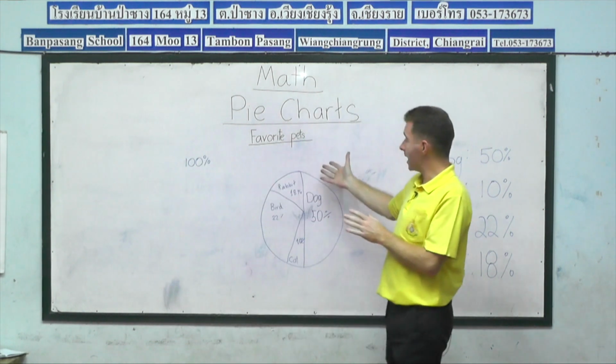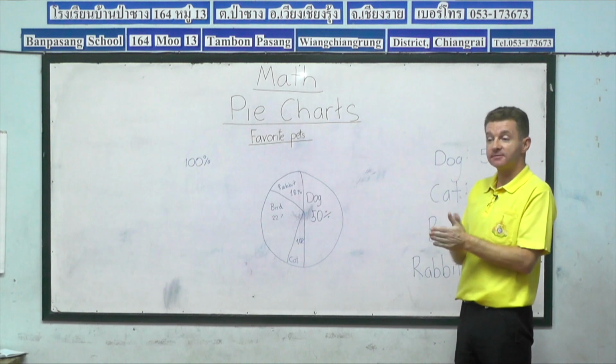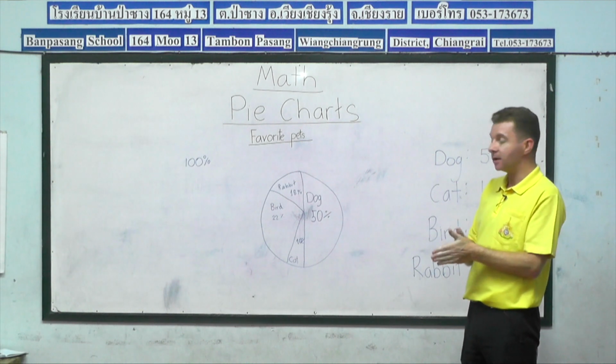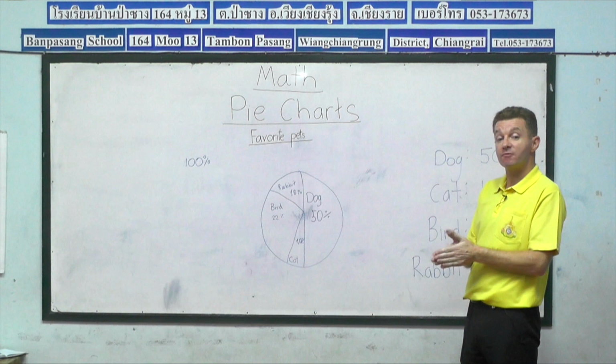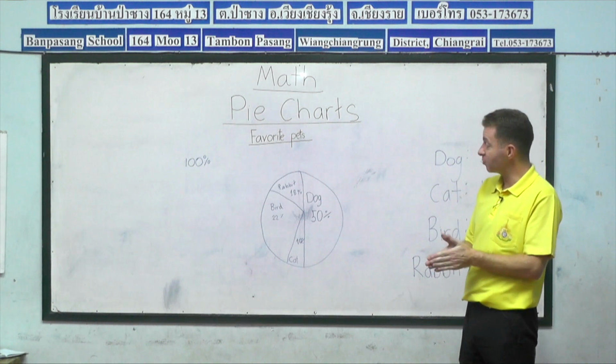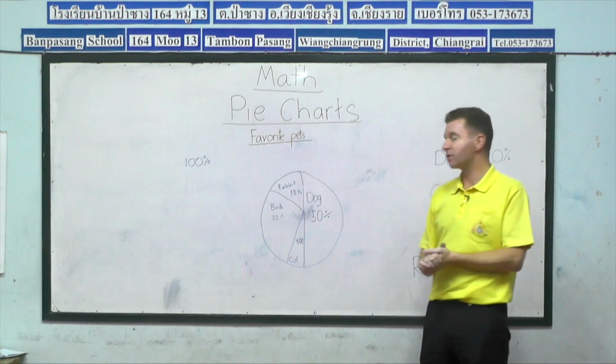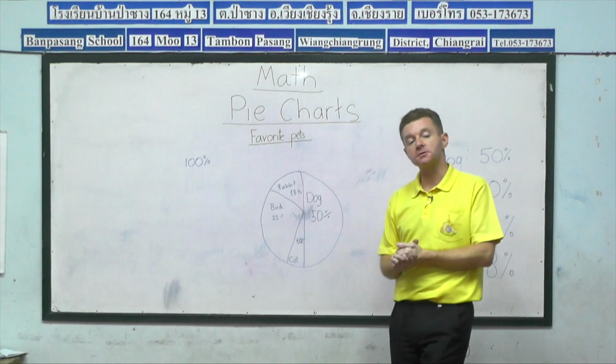So you can see how our students have created their own pie chart. That's brilliant, guys. What's the most popular animal? The most favourite pet? Dog, by far. Dog is more than twice as many as bird, which is next popular. What's the third most popular after birds?